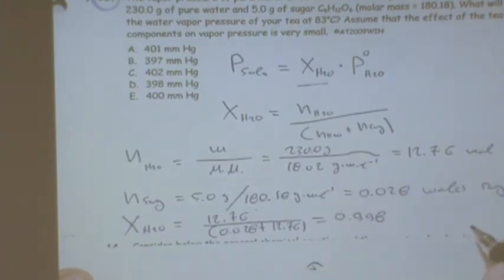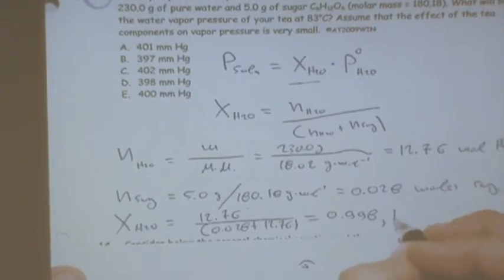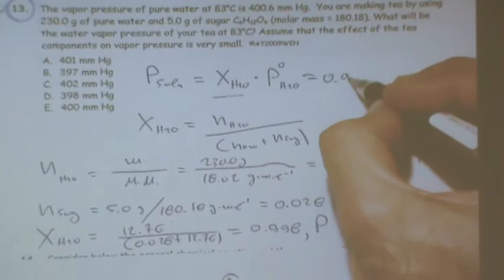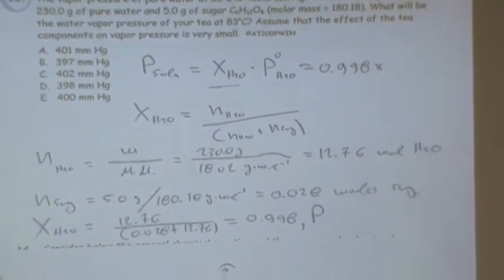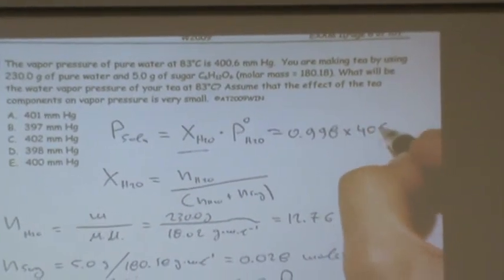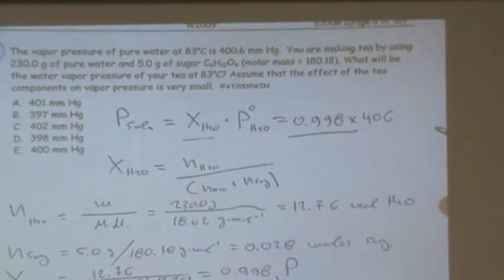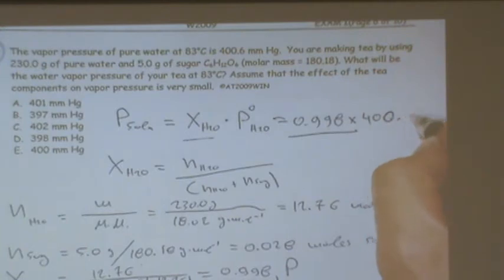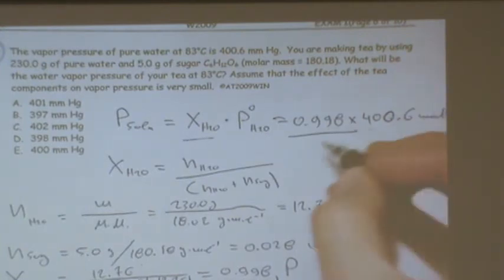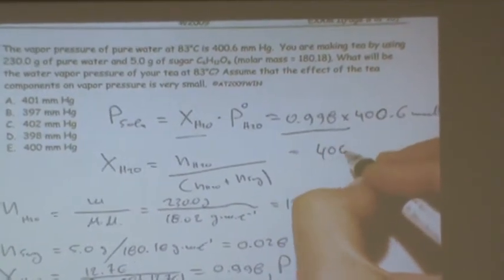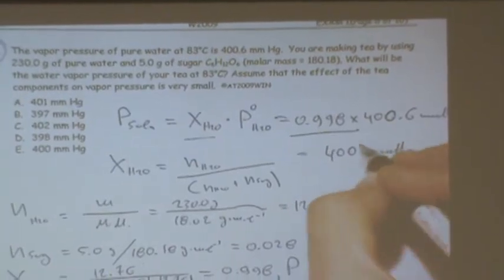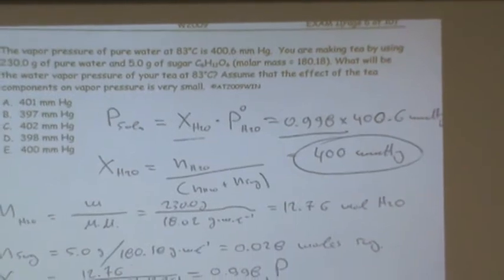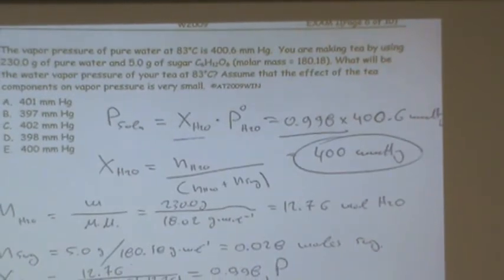0.998. So from that, we'll have P solution. From here then, we'll have P solution is equal to the mole fraction times 400.6. This is a unitless number, no units. The whole fraction, 400.6 millimeters mercury. So that will give you 400 millimeters mercury, right? And as you can see, it's smaller than when it's pure. When it's pure, it's 400.6.